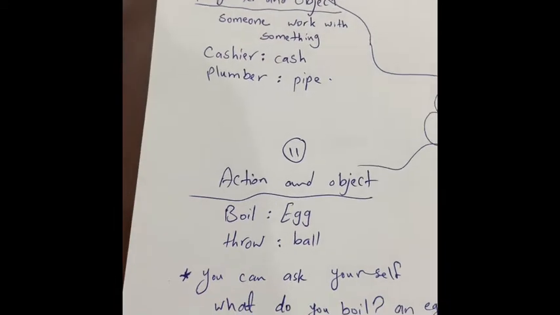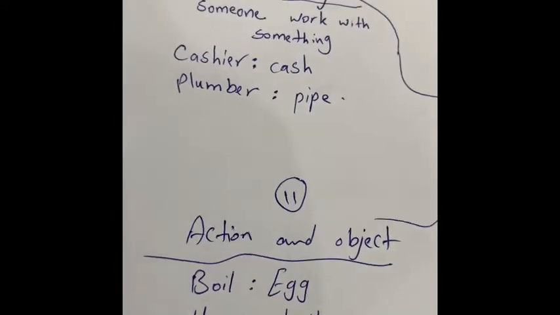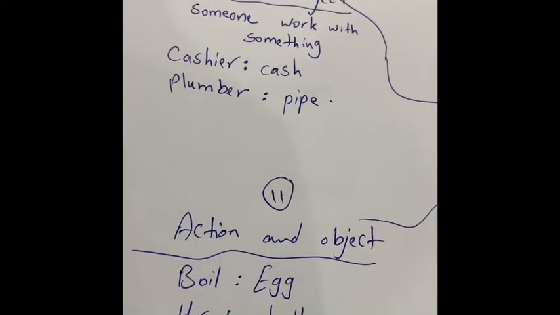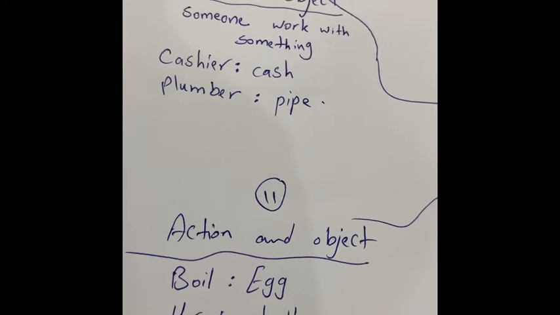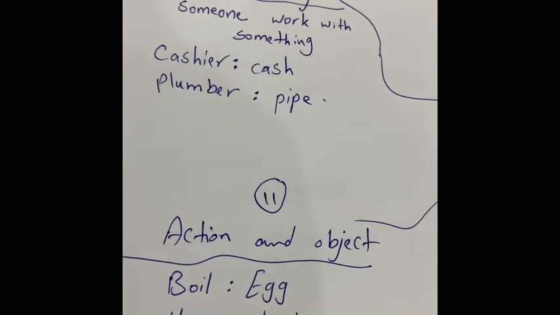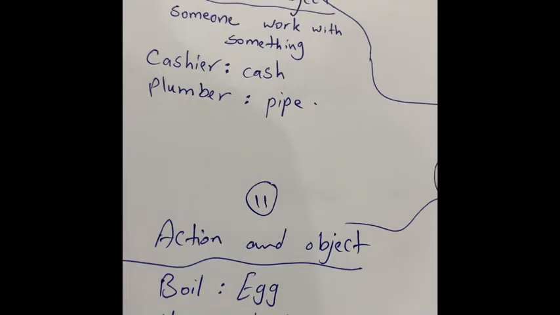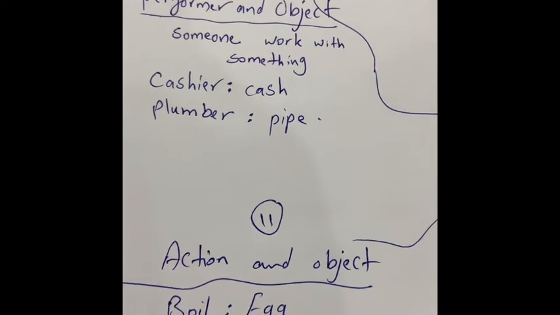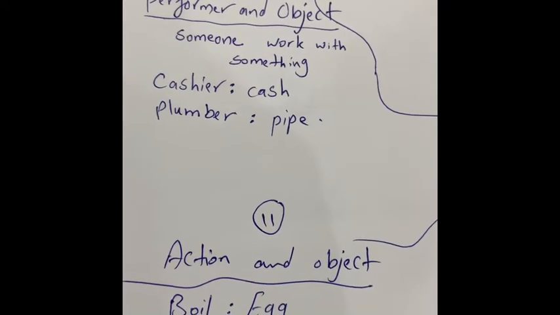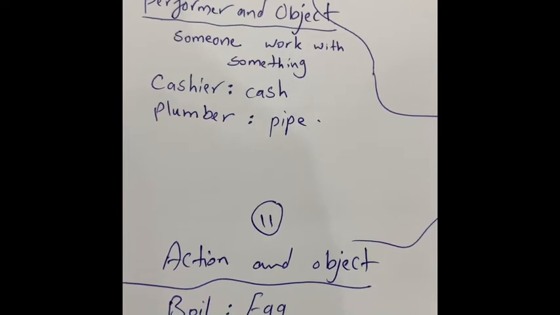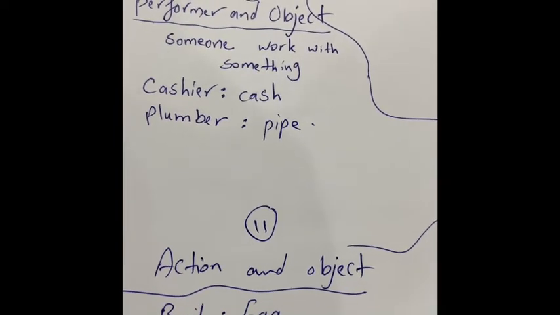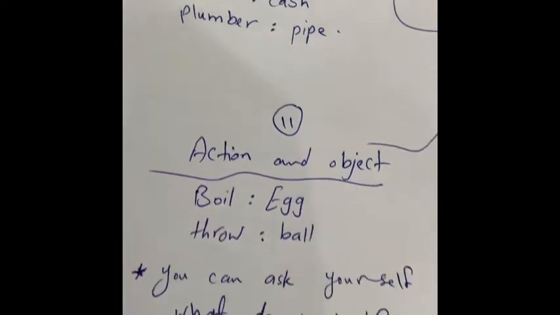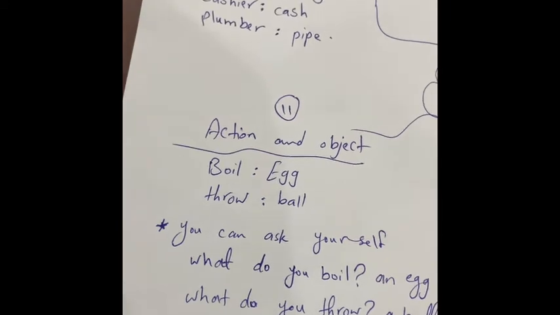We have number 10 also, performer and object. We said that performer is the man who does the action, and how he does the action by the object. So someone works with something else. Like for example, the cashier, he works always with the cash, and the plumber, he works with the pipe. And you can think about many examples and give. Okay, this is what we call performer and object.